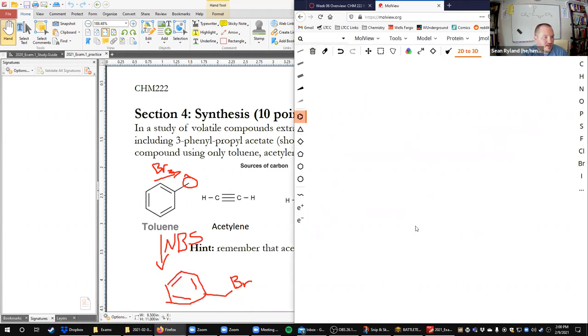We would wind up making, so one carbon, there's our toluene there, we added two. If we tried to go from here and add the bromine using NBS, we would add the bromine to this position, not at the end. We want the bromine to go at the end of the molecule in order for acetate to add at the end of the molecule.